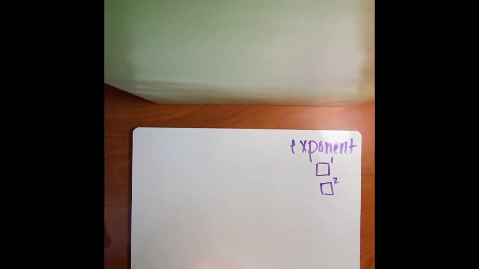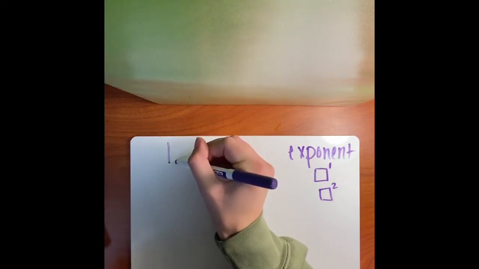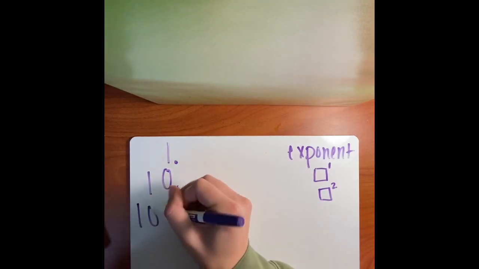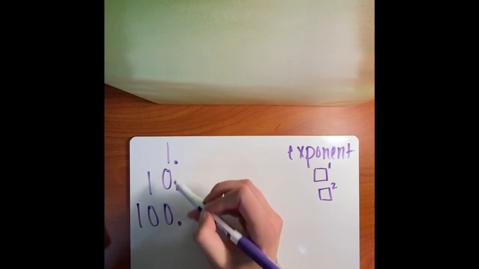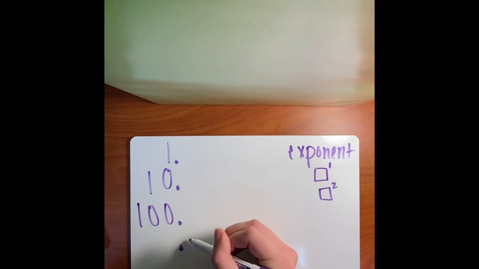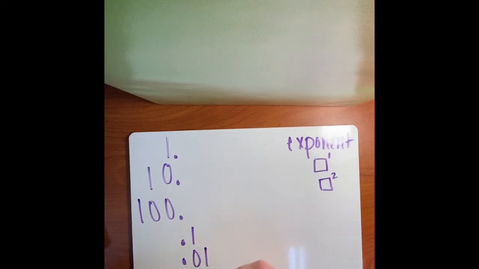Now some of you may be wondering how our powers of 10 connects with decimals. Well, before we were looking at numbers that were to the left of the decimal point. So we have 1, and then 10, and then 100. So the ones, the tens, and then the hundreds. Well, now we're going to look at values to the right of the decimal place. So we have the tenths, and then the hundredths, and then the thousandths.